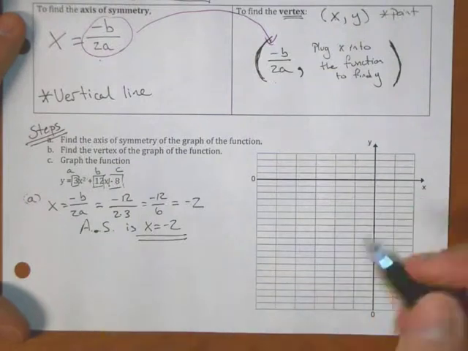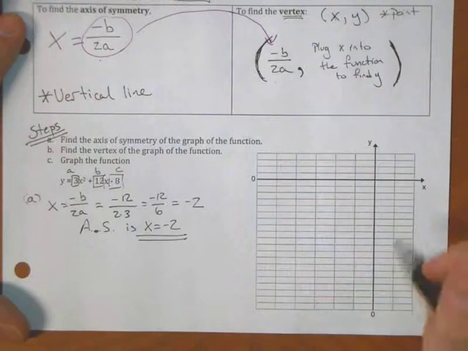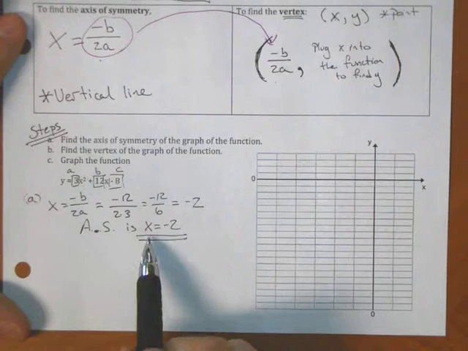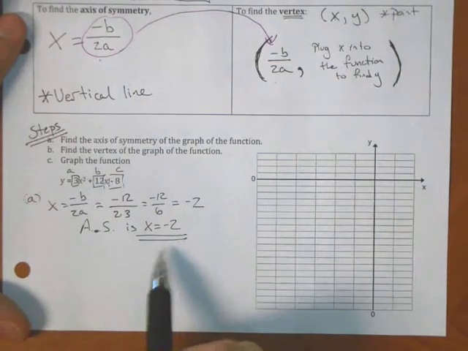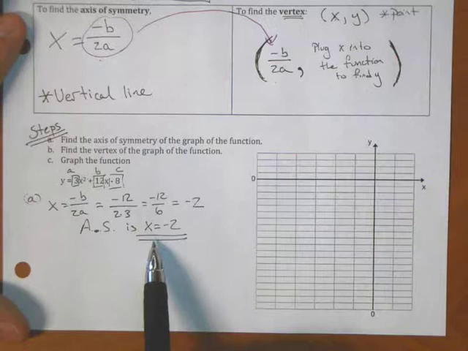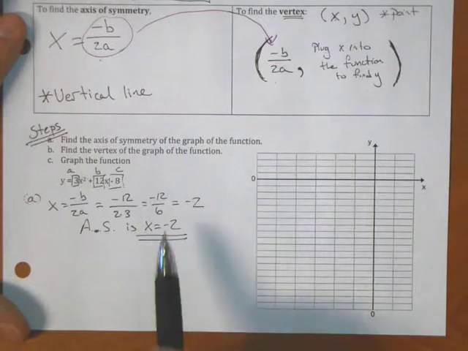Your axis of symmetry is not part of the graph, but it helps us with the graphing. So I like to draw it as a dotted line, and I'm going to draw this line x equals negative 2 on my graph over here. So how do I draw x equals negative 2? What does this line x equals negative 2 look like?